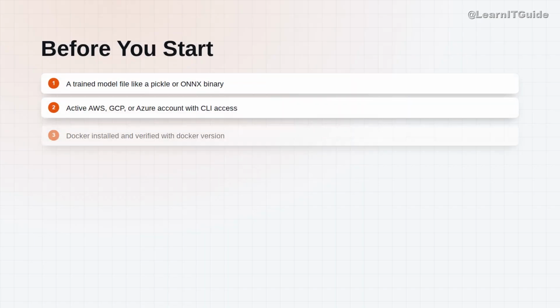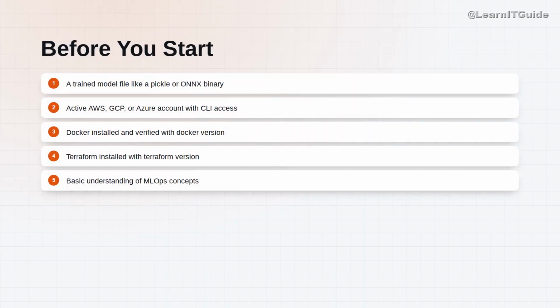Before you start, make sure you have a trained model file, access to your cloud provider, and the necessary CLI tools installed. We will be using Docker to package everything. Verify your setup by running the version check commands on screen. If you have those ready, we can proceed. Specifically, that includes an active AWS, GCP, or Azure account with CLI access, Terraform installed, checked with the Terraform version command, and a basic understanding of MLOps concepts.